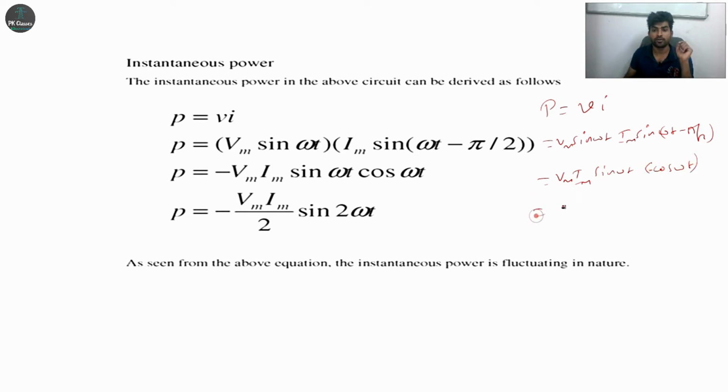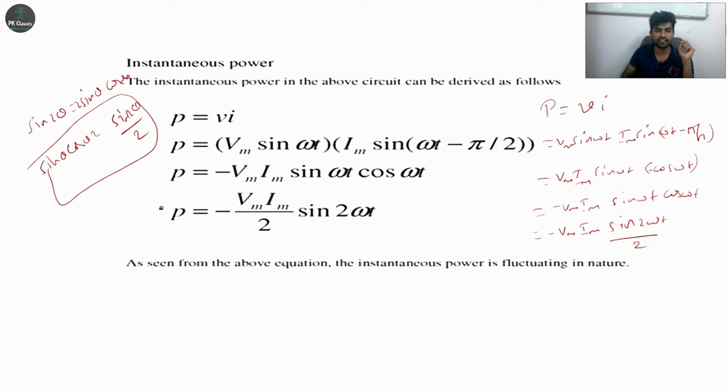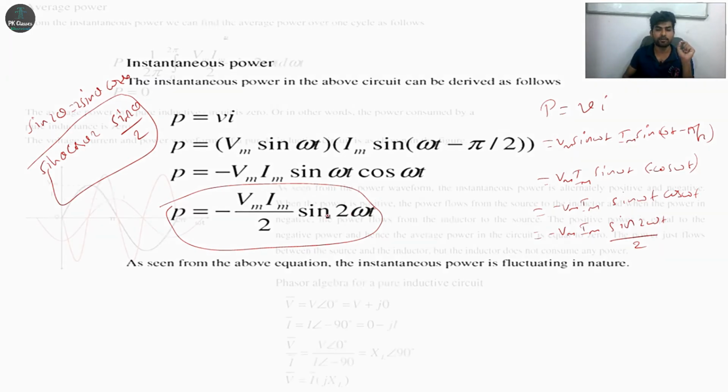Okay, so we'll get minus Vm Im sin omega t cos omega t. We'll get it, right? So what about the sin 2 theta formula? Sin 2 theta is 2 sin theta cos theta, right? So if you want sin theta cos theta, it is sin 2 theta by 2, right? The trigonometric formula. So similarly I'll apply over here: minus Vm Im sin 2 omega t by 2. So this is the equation. So power is equal to minus Vm Im by 2 sin 2 omega t, which is the instantaneous power equation.